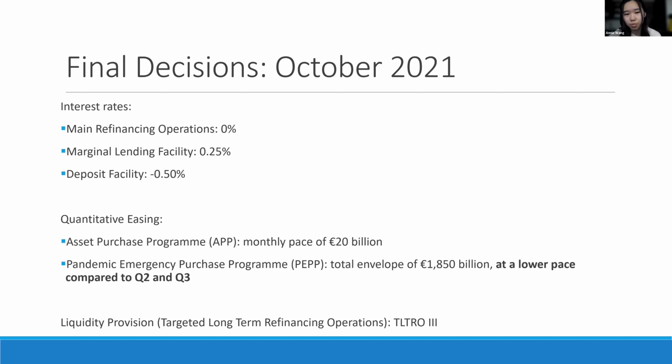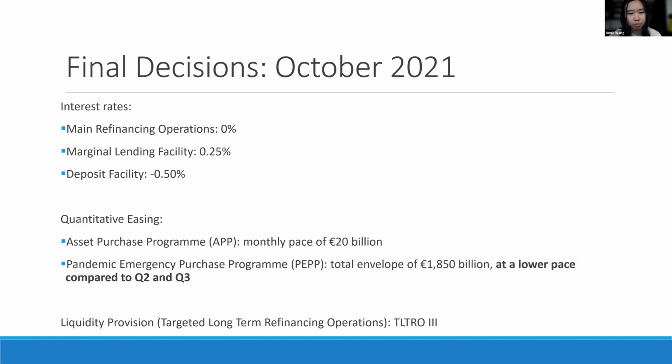So this is to support bank lending to firms and households. Currently, lending to households is slowly increasing. However, lending to firms is still quite low. So this liquidity provision still goes on.